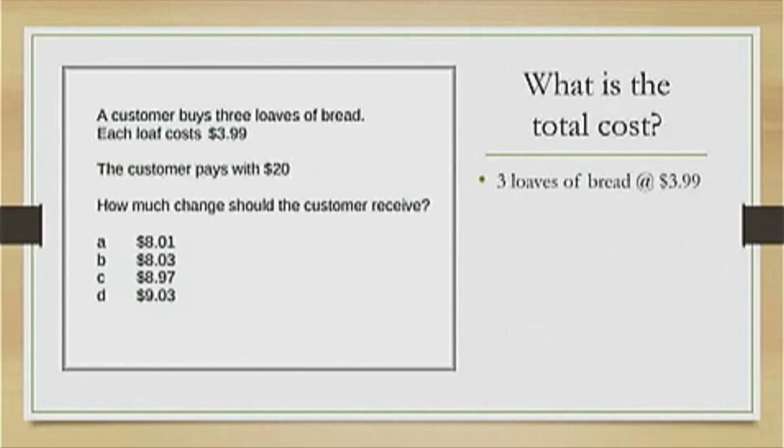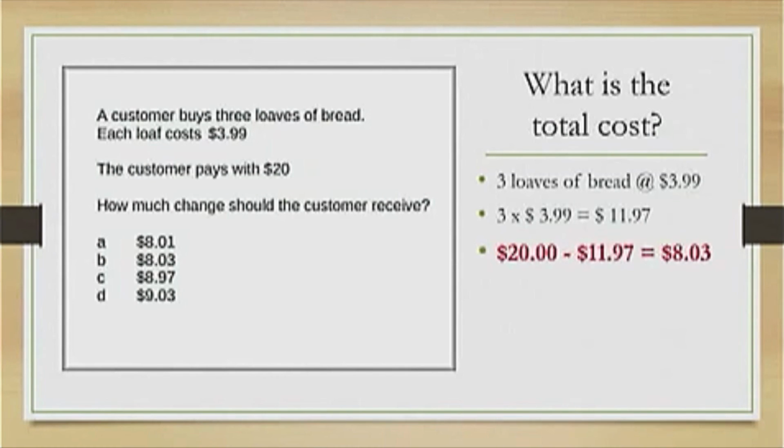3 loaves of bread at $3.99. You calculate how much the total would be, and that would be $11.97. Now you're spending $20, or you're using $20 to pay your bill. So you'd have taken out the $11.97 from that, giving you a remainder of $8.03 left. All right.